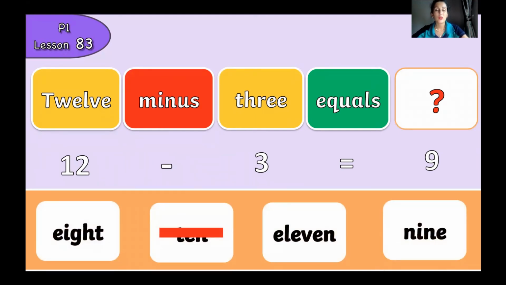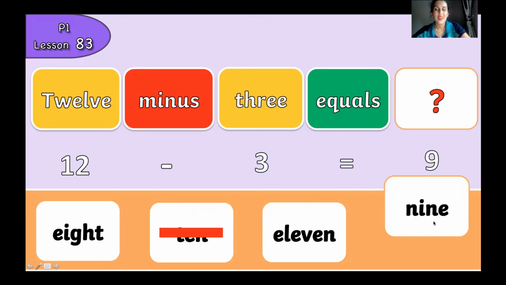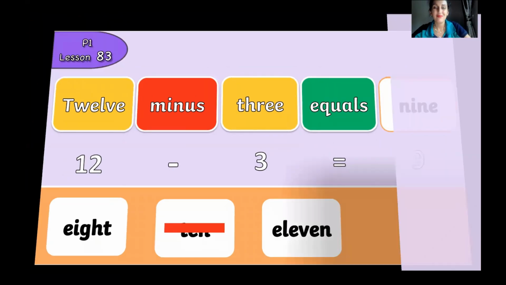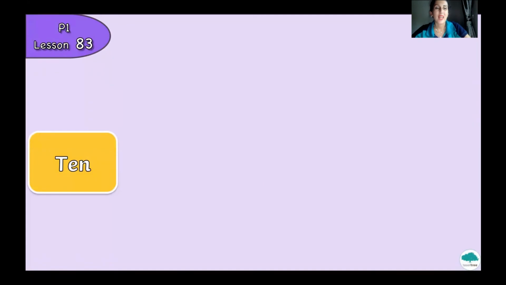And then I want you to find the word. So we have to write an answer. Now we have 3 words, 8, 11, and 9. Can you find the word for the number 9? Yes, it's over there. Let's choose it. 9, 12 minus 3 equals 9. N-I-N-E. Good job, P.1. Let's continue. Let's do some more examples.